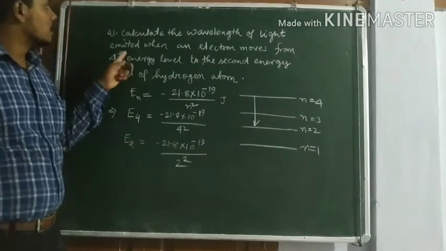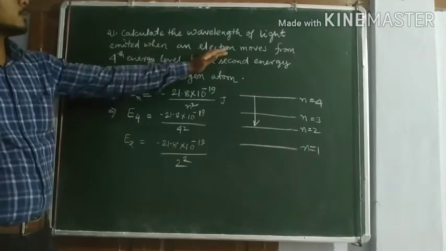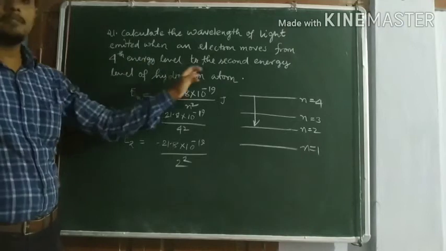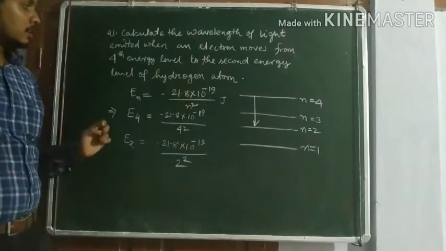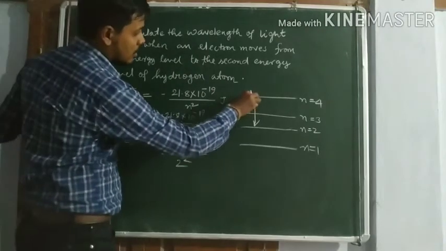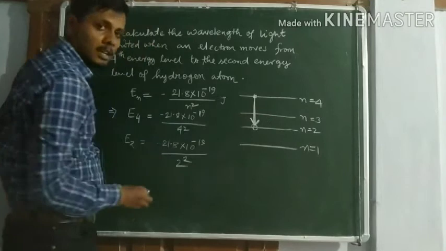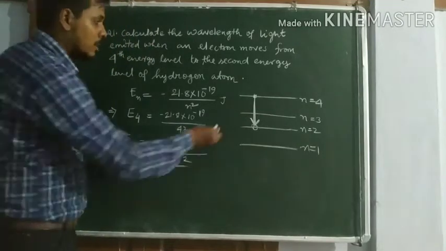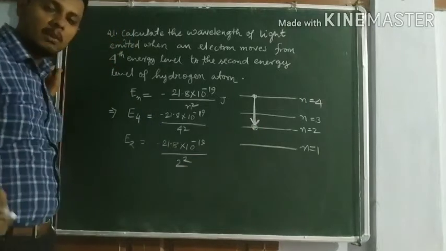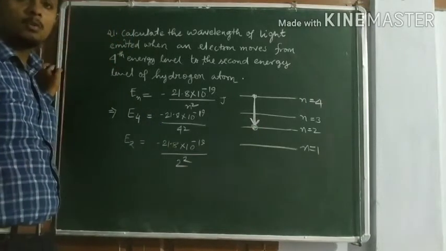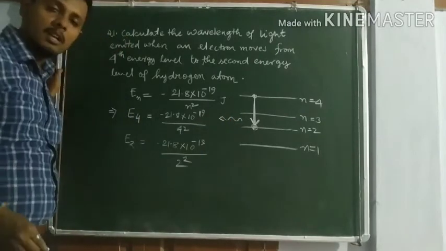Question number 1. Calculate the wavelength of light emitted when an electron moves from the fourth energy level to the second energy level of a hydrogen atom. So the electron goes from the fourth energy level to the second energy level in a hydrogen atom. When the electron's energy decreases, that energy will come out as electromagnetic radiation or light.